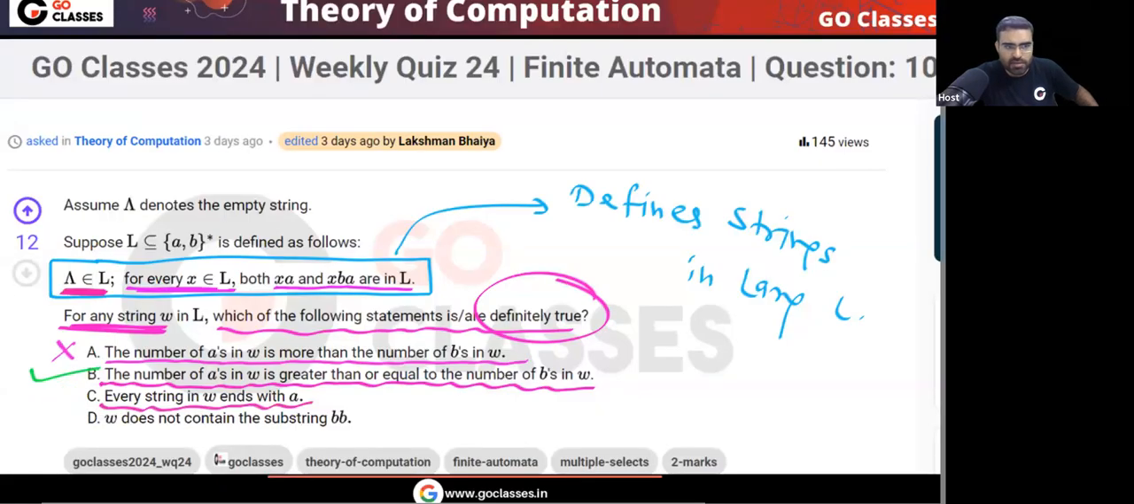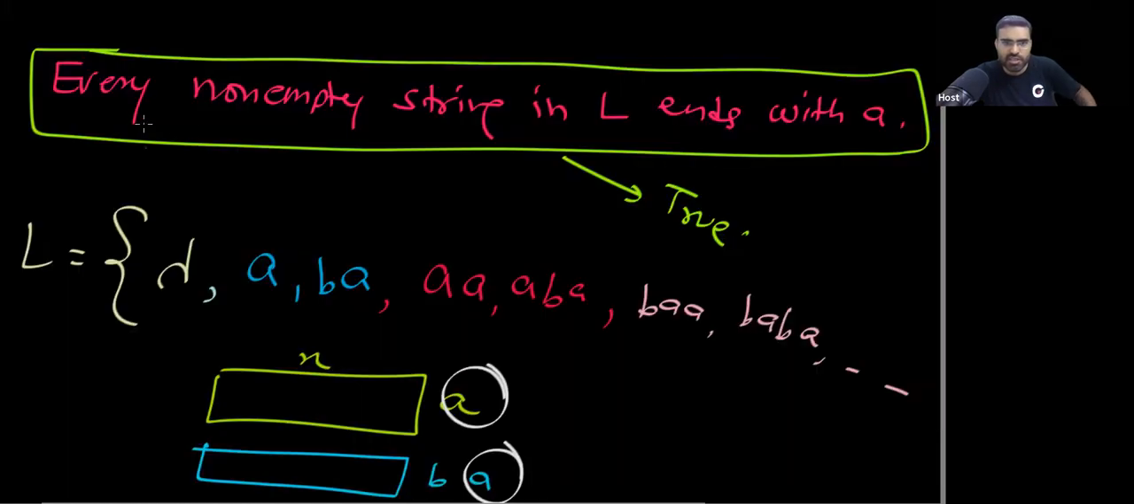Who is the counterexample? The only counterexample is the empty string. But remember, this statement is true: every non-empty string ends with A. This is actually true.